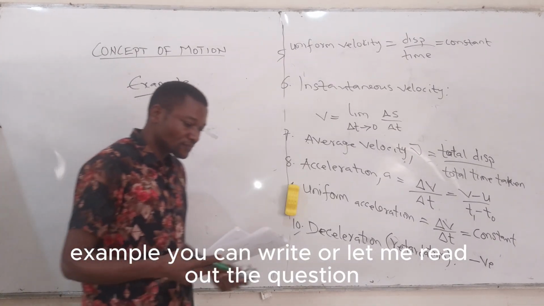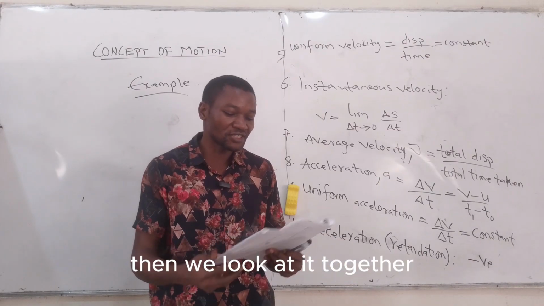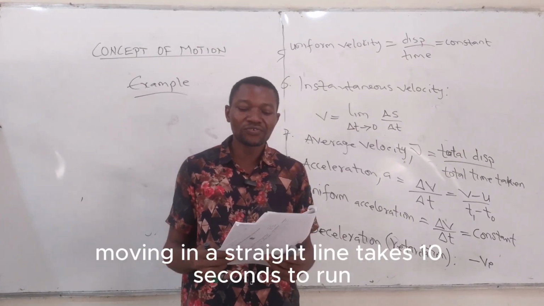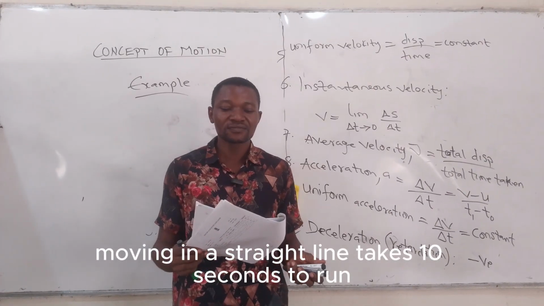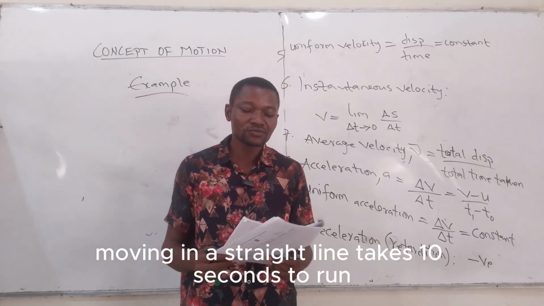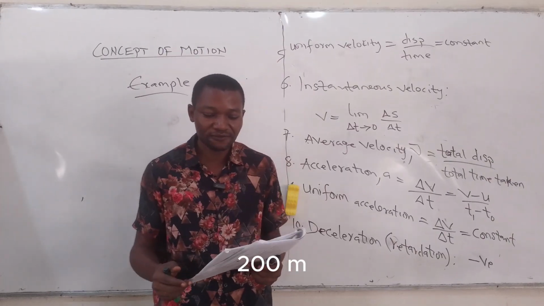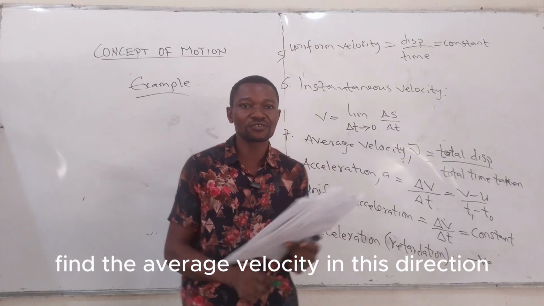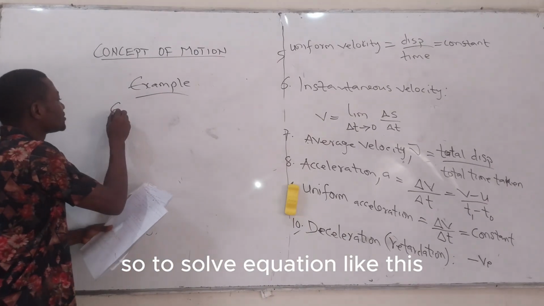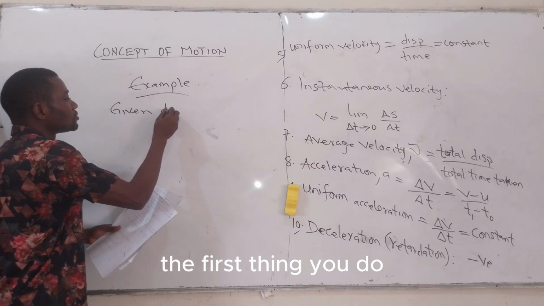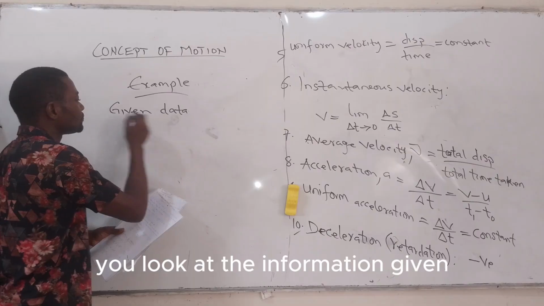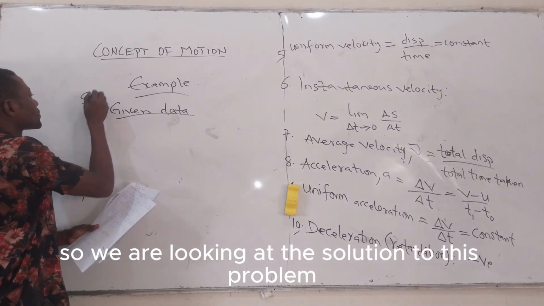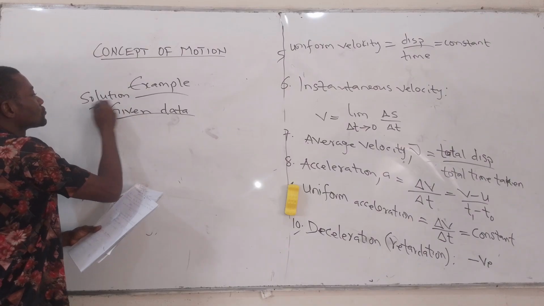Example: you can write, or let me read out the equation, then we look at it together. If a runner moving in a straight line takes 10 seconds to run 200 meters, find the average velocity in this direction. To solve an equation like this, the first thing you do is look at the information given, what we call given data. So we are looking at the solution to this problem.